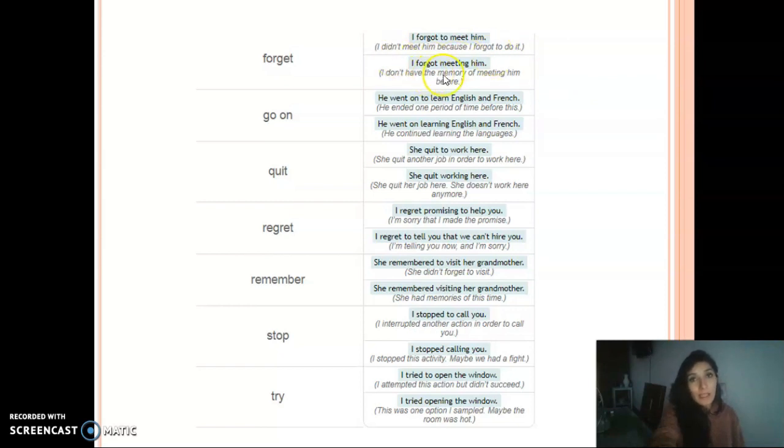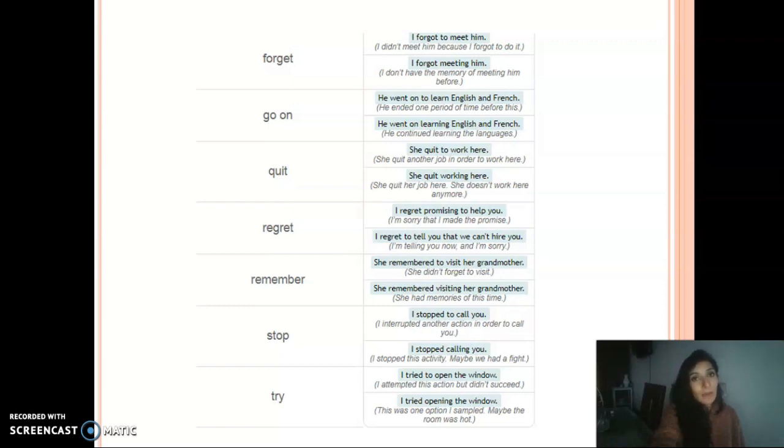Then we have it followed by a gerund. So we have here, I don't have the memory of meeting him before. So you can see the differences and the different meanings that they have when we use an infinitive, and when we use a gerund with the same verb, forget.